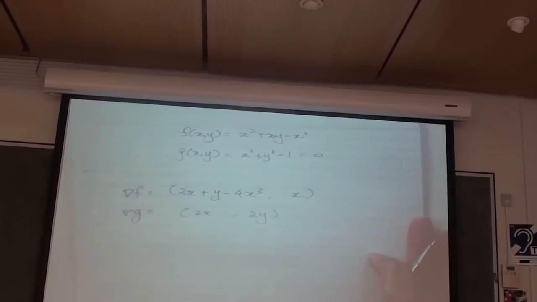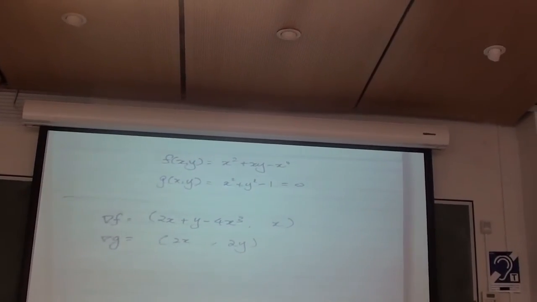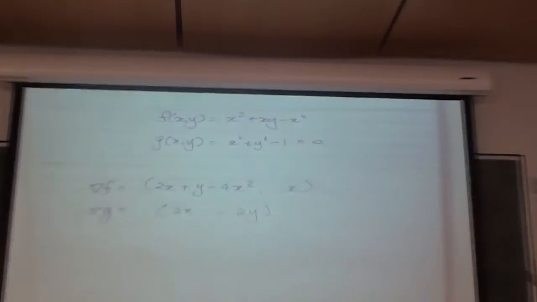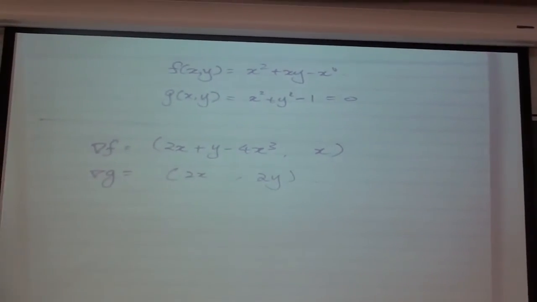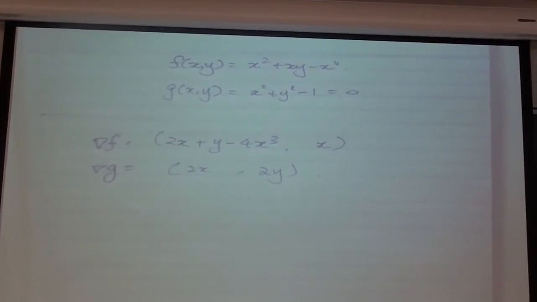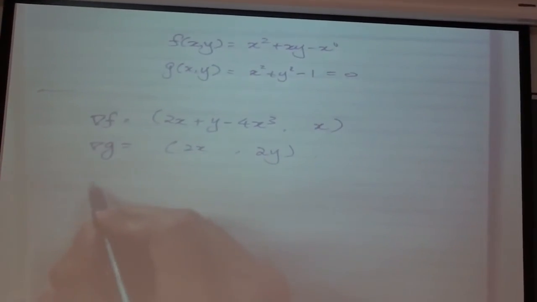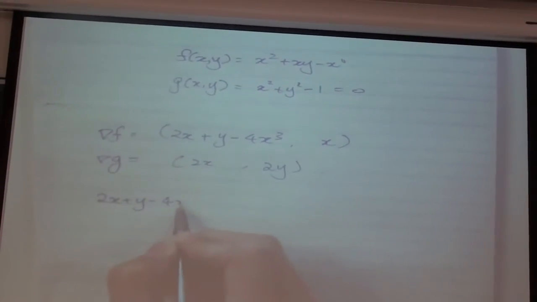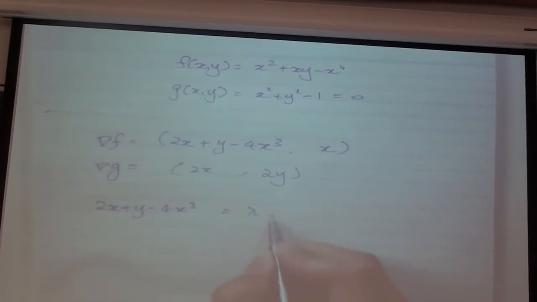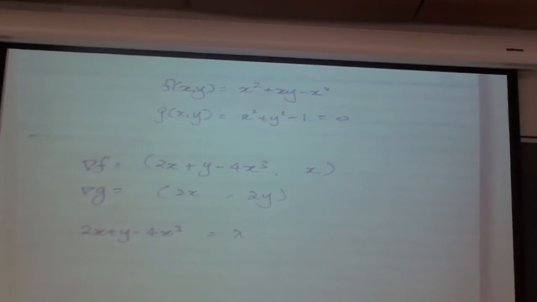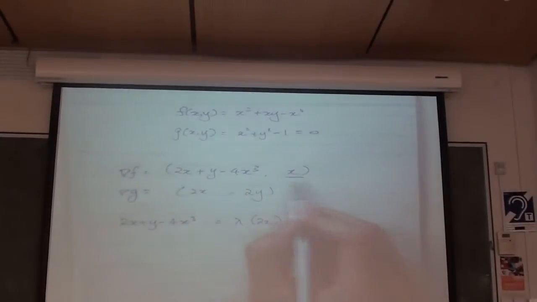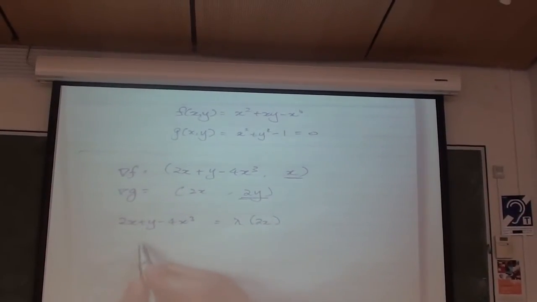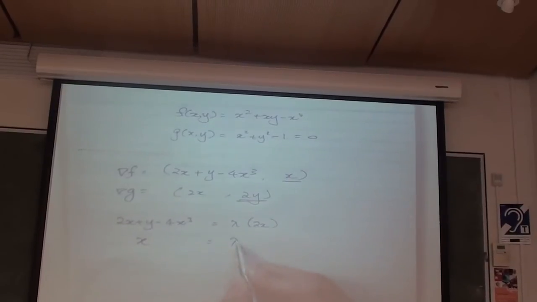This is tilted a bit. Sorry about that. So what we're going to do now is equate the partial of f with respect to x with the partial of g. So that's 2x plus y minus 4x cubed equals some constant lambda times 2x. And at the same time, we have x, and equate that with this. So that's x equals lambda times 2y.